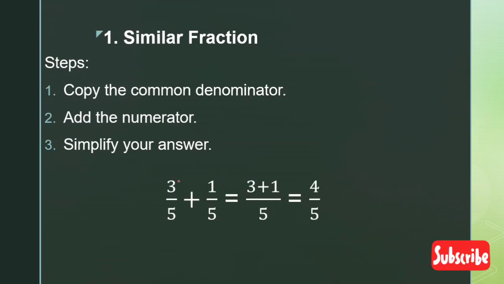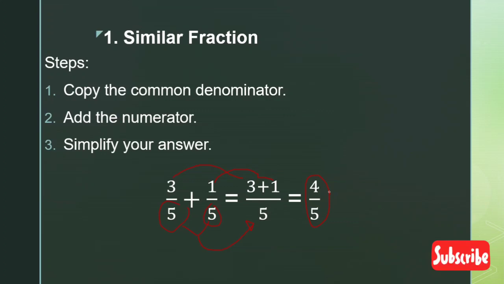Okay? So, like for example, 3/5 plus 1/5. So, makikita natin our denominators are 5. Parehong 5. So, similar fraction tayo. So, anong ginawa natin? First step, copy the denominator. Okay? So, naging 5. Next, 3 plus 1. Okay? So, kinopy lang natin. Nilipat natin doon para hindi tayo malito. Ayan. Now, so 3 plus 1 is 4. And copy the same denominator, 5. So, our answer is 4/5.